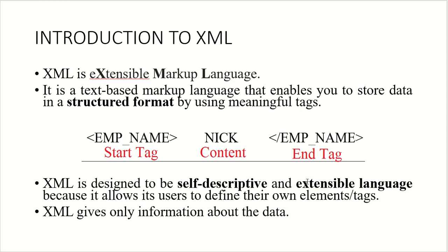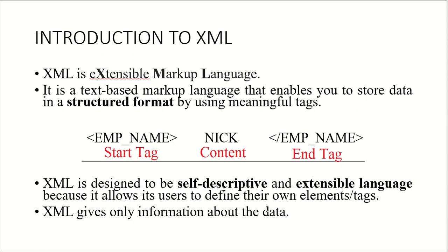So why is it called an extensible language? Because it allows users to define their own elements or tags. This means that the users can define their own tags. There are no predefined tags in XML. You can define your own XML tags. You can design your own XML file. So the main part is, XML gives only information about the data.